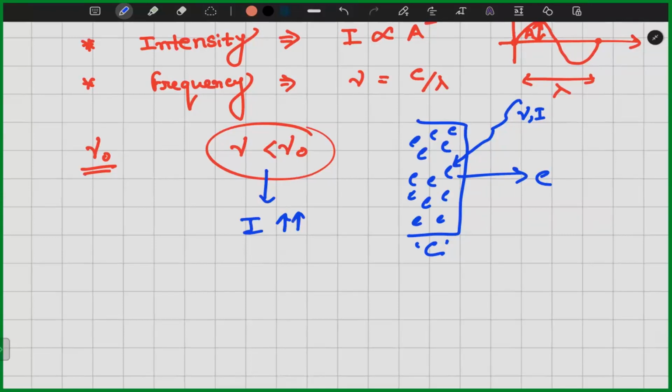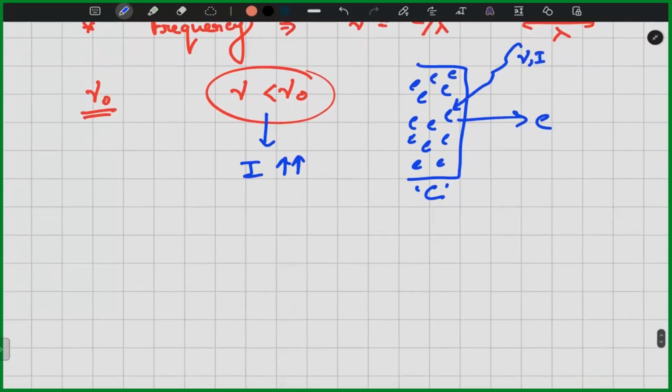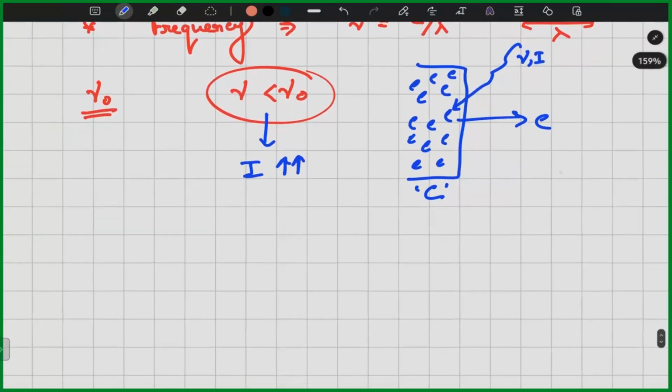What does it mean? It means that the intensity is much higher, but the radiation is not able to provide sufficient energy to the electron. What is that energy? The work function, phi zero, right? We studied phi zero. Phi zero is the minimum amount of energy required for an electron to come out from the metal. That was the work function.